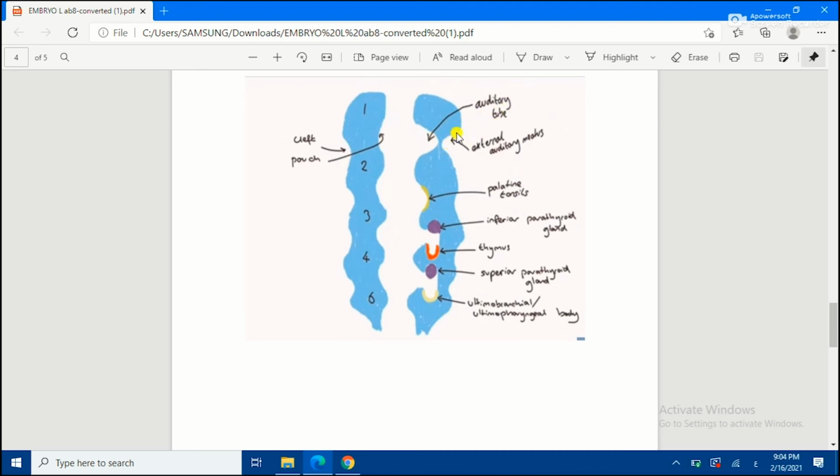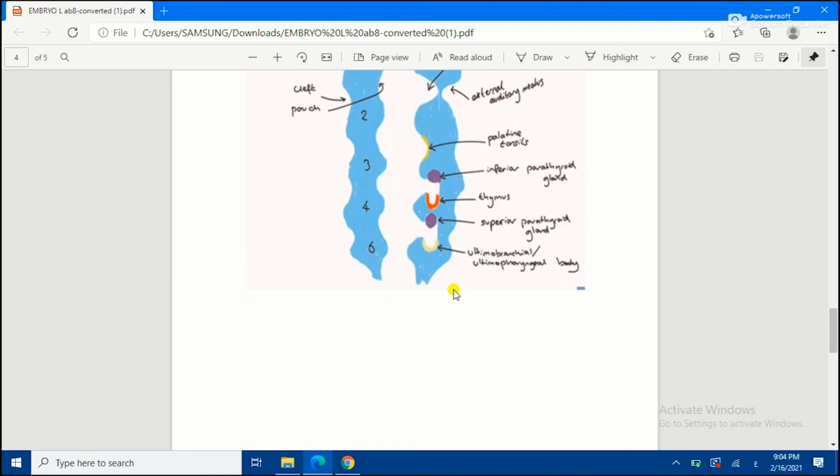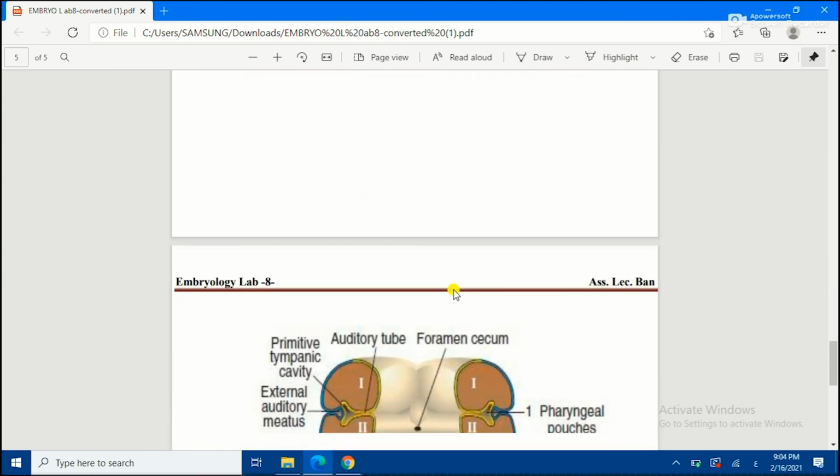Okay, and look, this is the cleft and this is the pouch. So pouch number 2 can form the palatine tonsil, and you can see here the inferior parathyroid, thymus, and superior parathyroid gland, and this one leave it. I'll move on and show the 6th one.